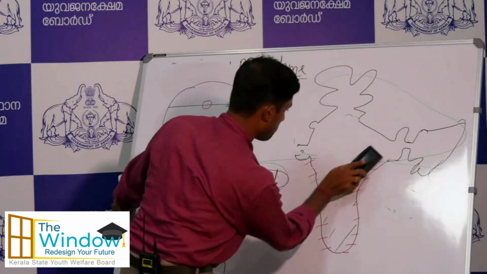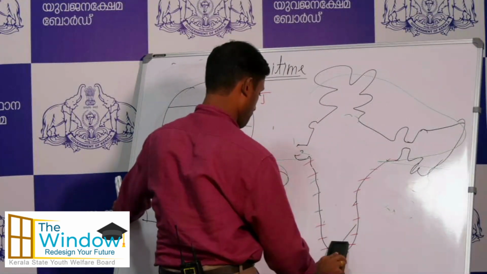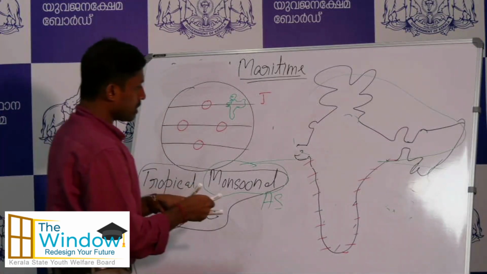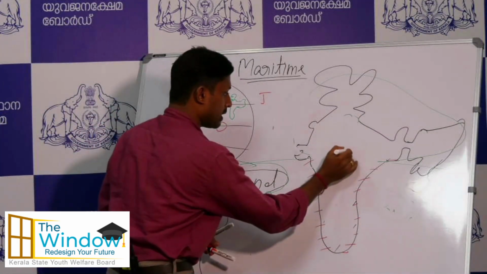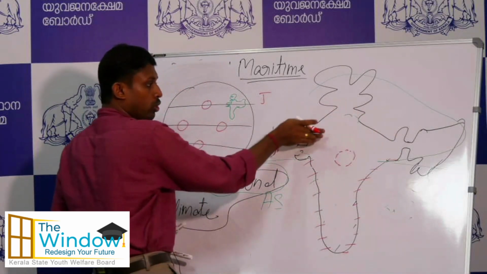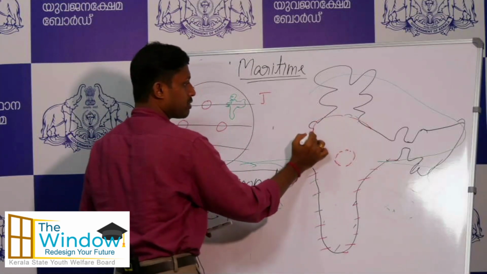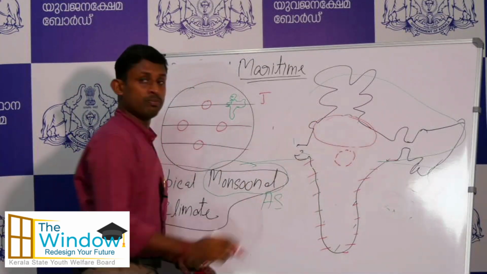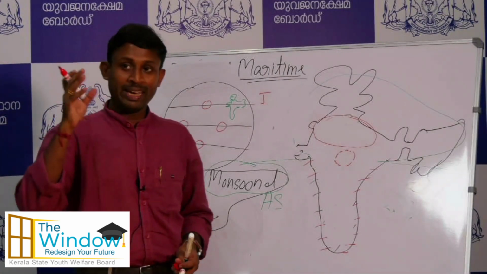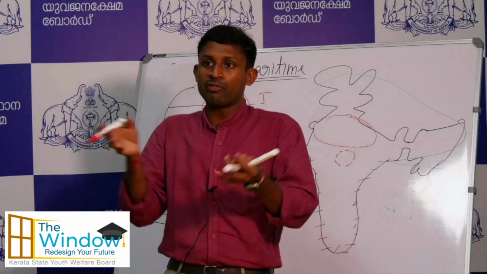Okay, now. During the summer season, that is June, when the sun is above the Tropic of Cancer, the entire northern part of India becomes very hot. That is, this entire belt becomes very hot. We know that whenever the temperature increases, the air will expand. The air above that land will expand.